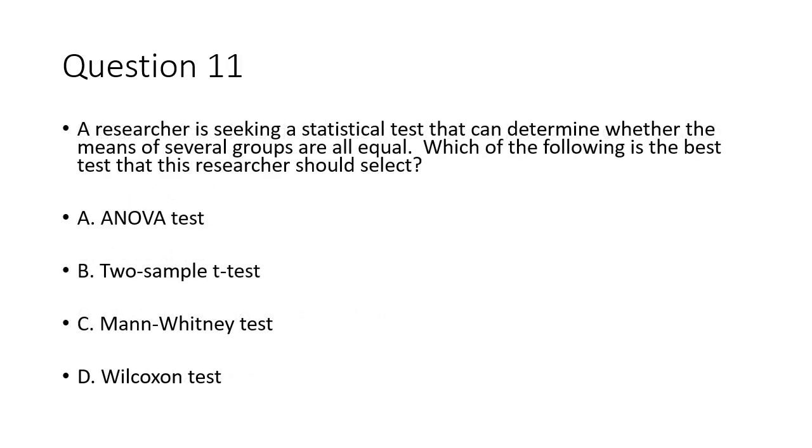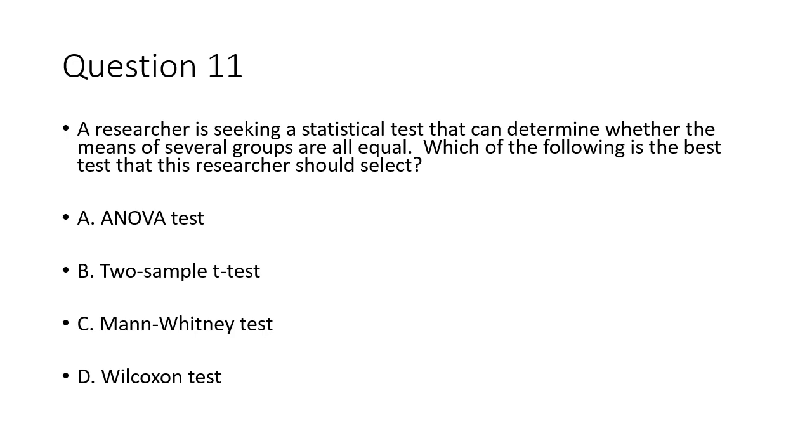All right, for question 11, a researcher is seeking a statistical test that can determine whether the means of several groups are all equal or not. Which of the following would be the best test this researcher should select? Would it be A, ANOVA test? B, a two-sample t-test? C, a Mann-Whitney test? Or D, a Wilcoxon test? So, what kind of test are we going to use when we're looking at multiple groups here, trying to figure out if they're all equal or not?